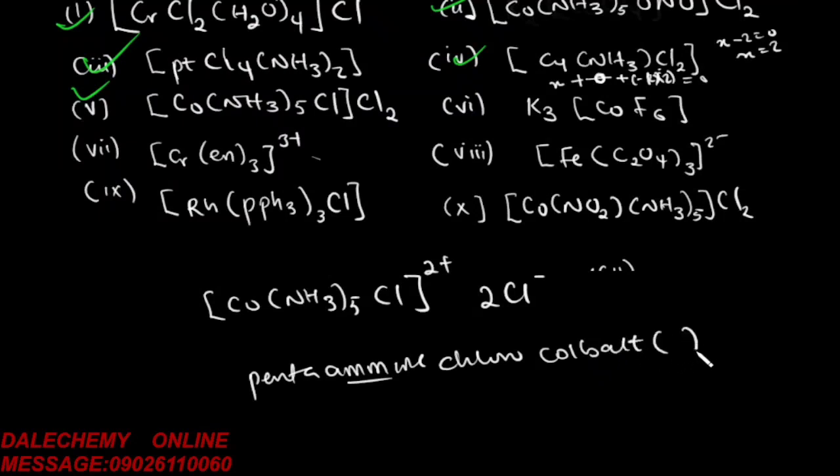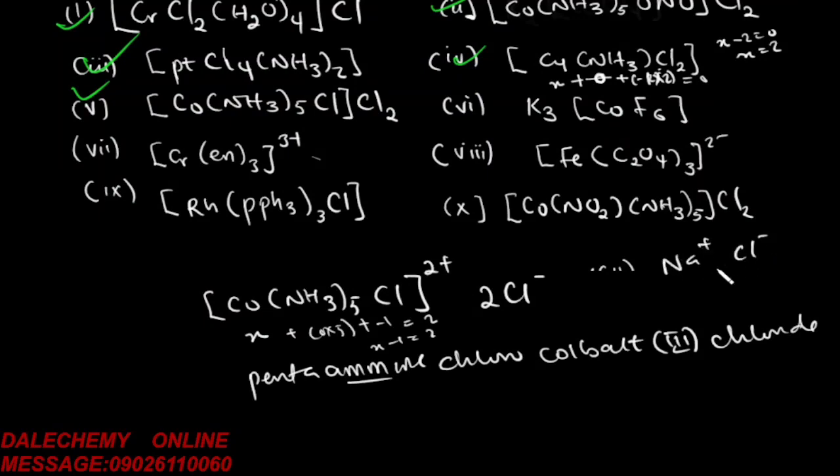You have to find the oxidation state of this cobalt. That will be X plus 0 times 5, then plus minus 1 will be equal to plus 2. So that will be X minus 1 equals 2, so X will be equal to 3. Then you put chloride. Don't forget, this is having negative, just like sodium chloride. If you name the positive end, then the negative end, you just call it chloride. So the fifth one is called pentaammine chlorocobalt 3 chloride.